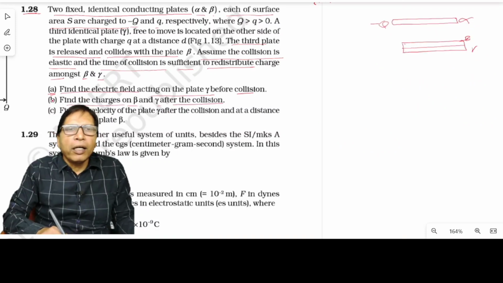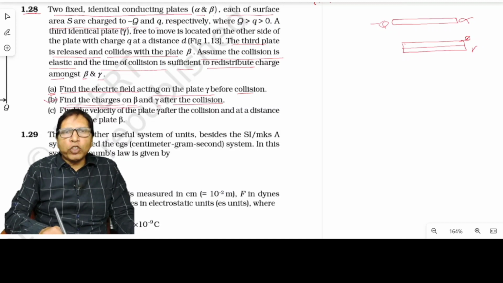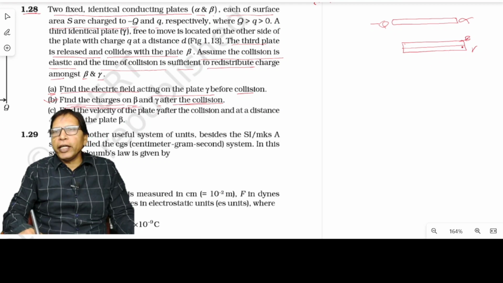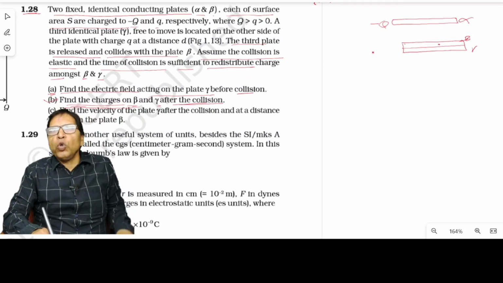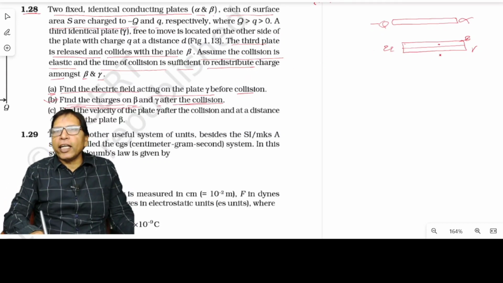Okay. Now question number 2: find the charge on beta and gamma after collision. Look at this, when collision occurs, beta and gamma are in contact, so the electric field at any point within the conductor is 0. So the total charge is 2q. The charge on gamma is q1, so the charge on beta is 2q minus q1.